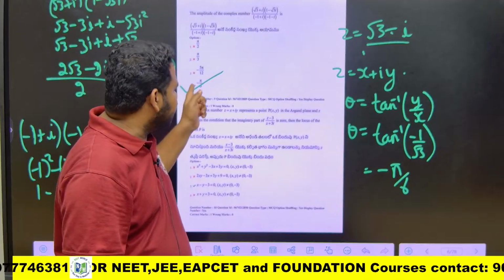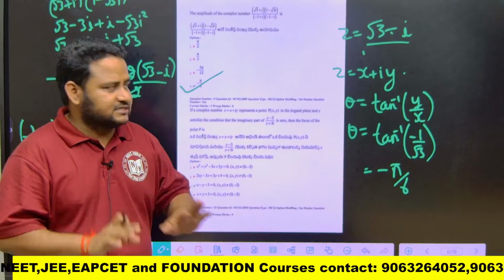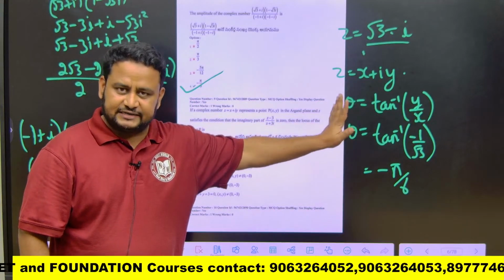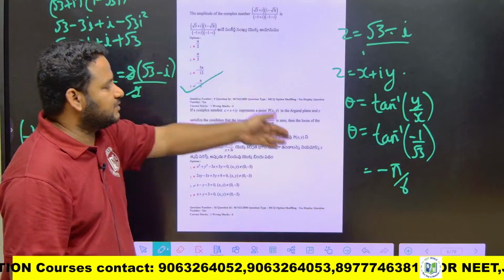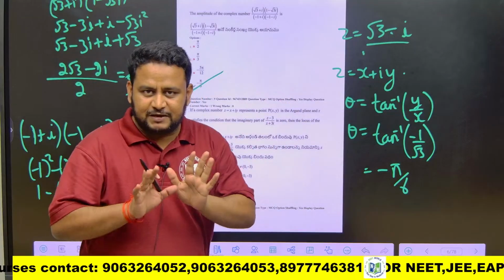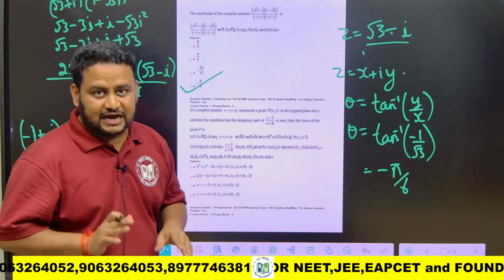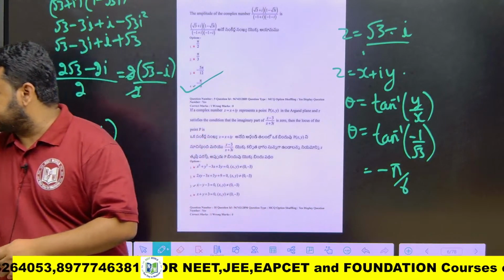Fourth option, that is minus pi by 6, is the correct answer to this question. First of all, the most important thing is not finding the amplitude, that you can find very easily. First you should identify the quadrant, that is fine, but before that you have to simplify this. While simplifying, if you make a mistake, everything will go wrong. So please pay more attention while simplifying this, and you have to do it fast also. i square is not equal to 1, i square is equal to minus 1, so please be careful, okay, clear.